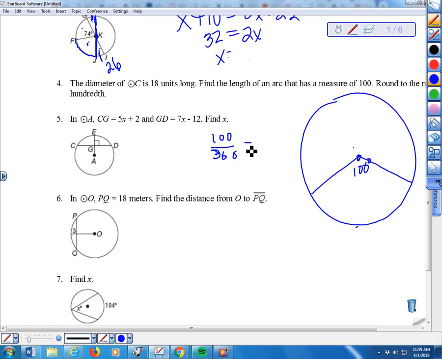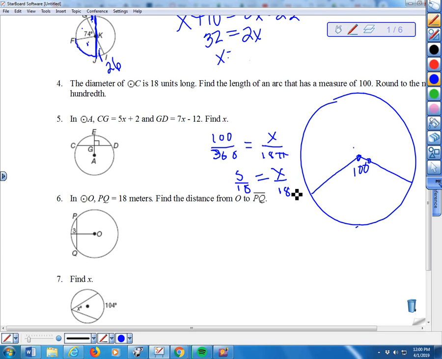Equals x, what we're looking for, over the whole length of the circle, which is 18 pi. The first thing I would do, what's that? I still can't hear you. Oh, it wasn't so bad. Yeah. So what's 10 over 36? 5 over 18. Just simplifying the fraction, equals x over 18 pi.